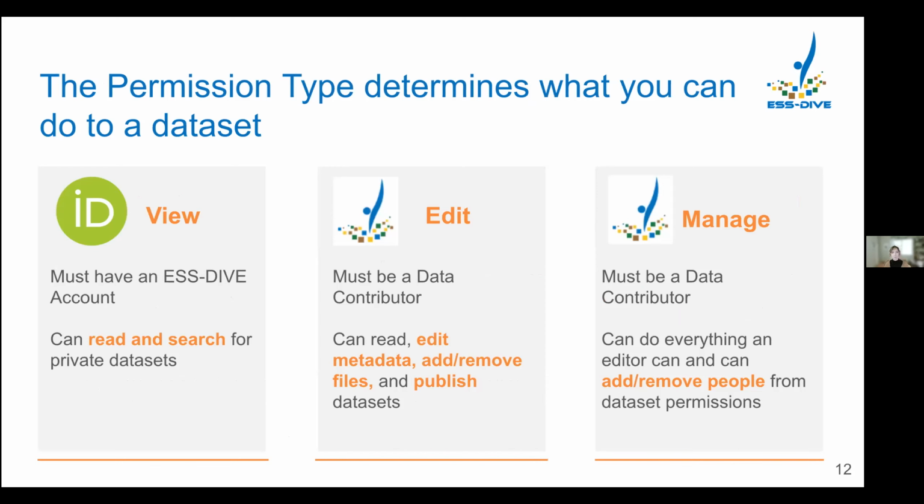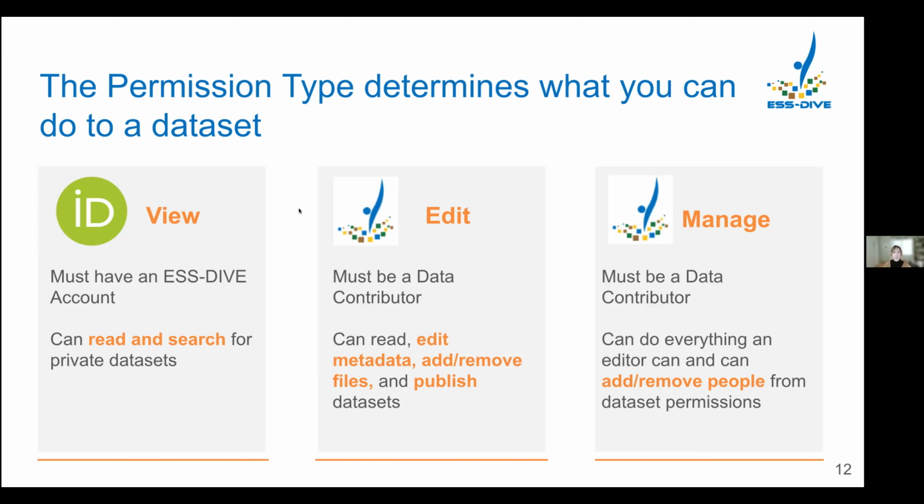So now we can talk about what permission types you can give out and what you can do once you have those permission types. If you have an account with ESS-DIVE, you can be given permission to view any data set. By having view permission, you can read and review a data set, but you can also search for it on the data search page. When you're not logged in, you can only see public data sets, but once you do log in, you'll notice that there might be a couple of data sets with an orange lock button next to it, and these are all private data sets, and they will become visible to you and searchable.